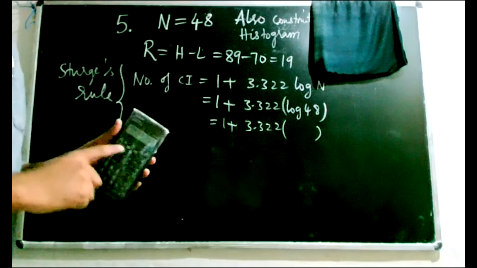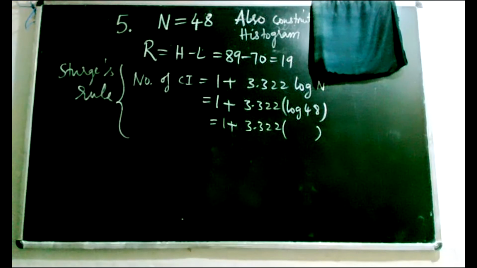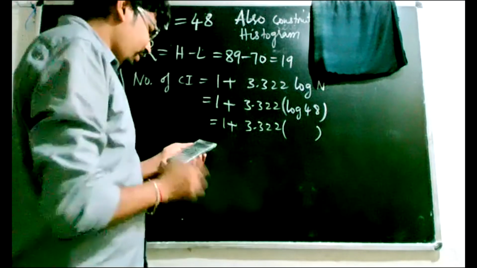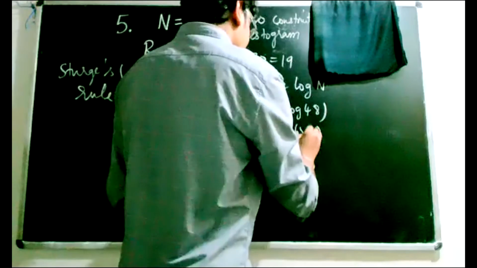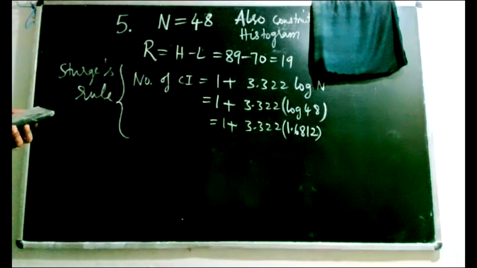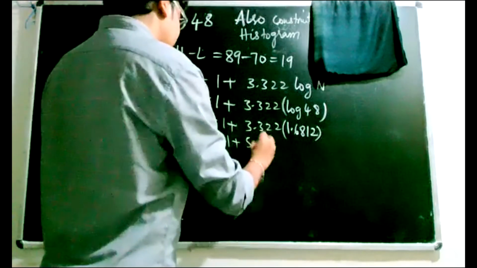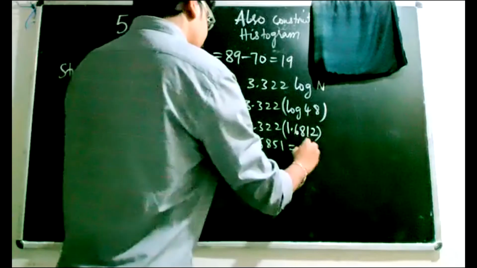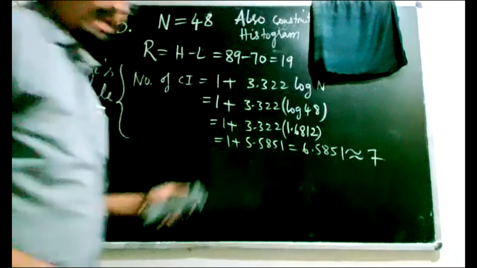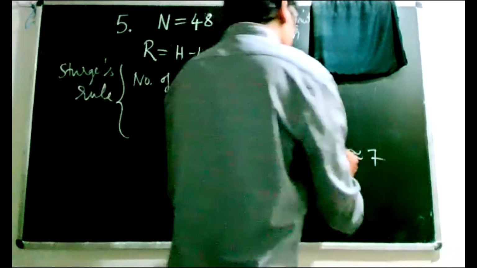There is a log button, and the operation could be different on different models of calculators. So press log and 48, that is giving you 1.6212. Now multiply that with 3.322 and then add 1 to that. And always take it to the next integer, not closest, always keep it to the next integer.